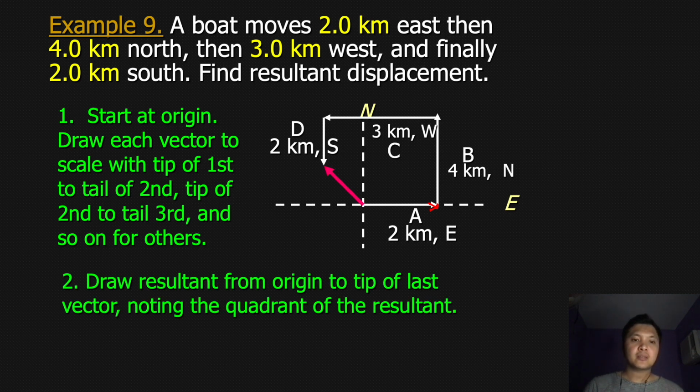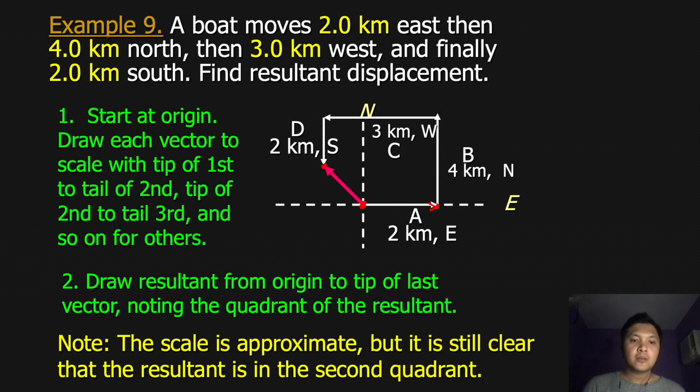Next is draw the resultant from the origin to the tip of the last vector, noting the quadrant of the resultant. So here is the resultant vector. This is the tail of the first vector, while this is the tip of the last vector. Note that the scale is approximate, but it is still clear that the resultant is in the second quadrant. Now here, if we draw this, it's still in the second quadrant.